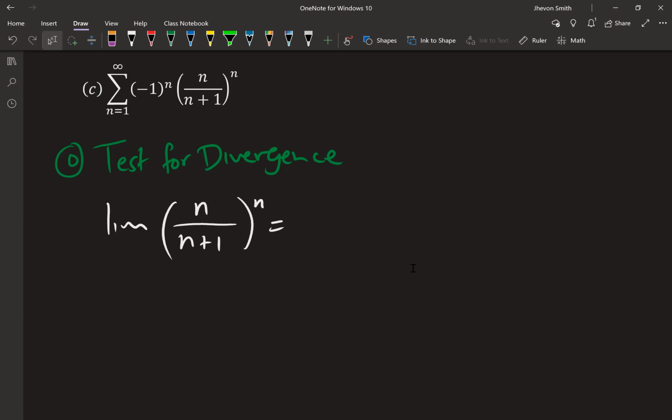Also, you should be able to see that if we did the root test right here, if you take the nth root of n over n plus 1 raised to the nth power, the root is going to kill the n. Then if you take the limit of that, you will actually get 1. So the root test will actually be inconclusive here, which means the ratio test is also going to be inconclusive. So yeah, not the root test.